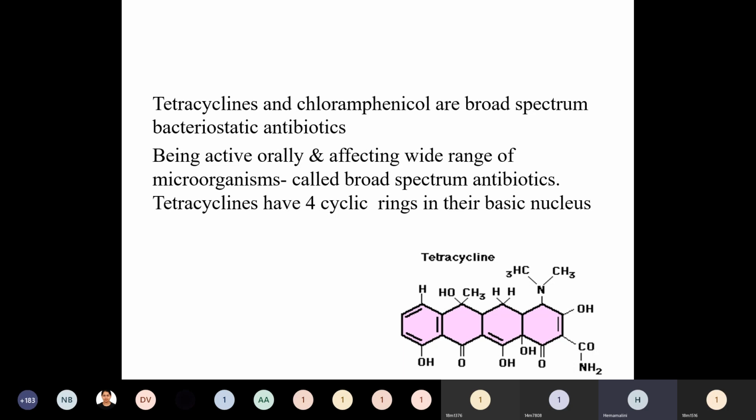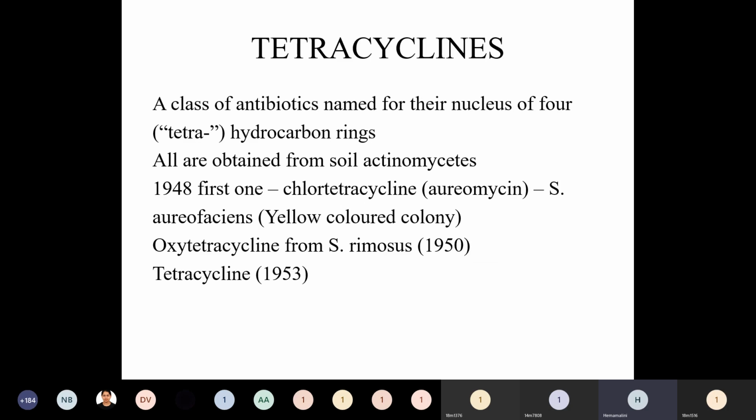They have 4 cyclic rings in their basic nucleus. That's why they are called tetracyclines. Tetra means 4. So first we'll see about tetracyclines. They all are obtained from soil actinomycetes. Chlortetracycline is the first member of this group. It was introduced in 1948 and then followed by oxytetracycline in the 1950s and tetracycline in 1953.